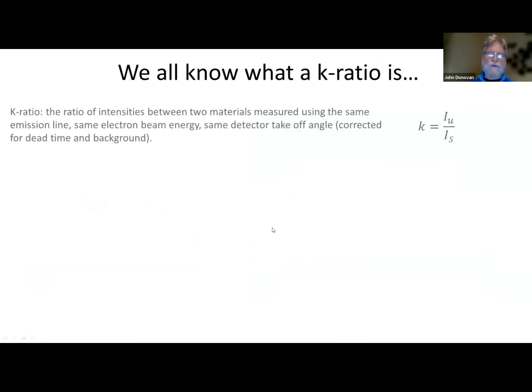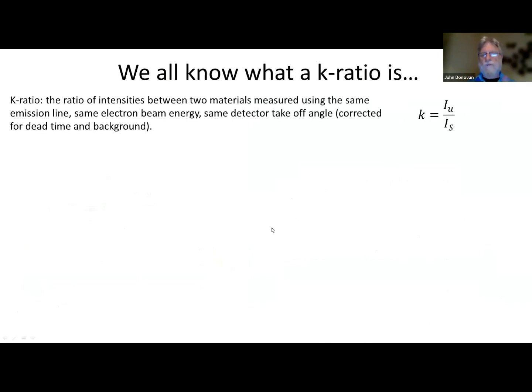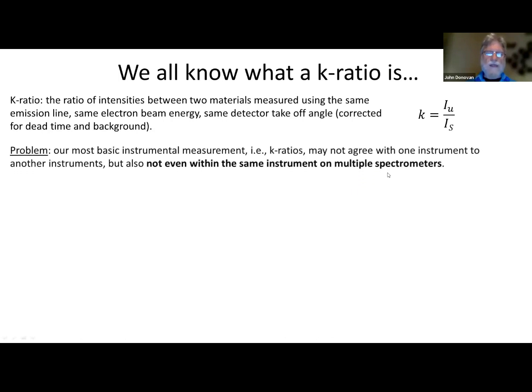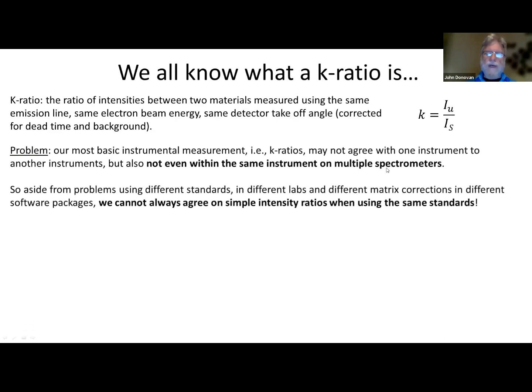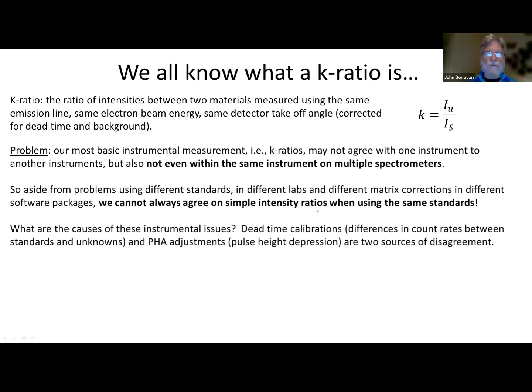And so let's think about something. We know what a K ratio is. We all know what a K ratio is. It's the intensity of the unknown over the intensity of the standard, right? Corrected for dead time and background. Okay, so again, as I mentioned before, we might not get agreement on multiple spectrometers and even on different labs, but we should. And so what are the causes of this?